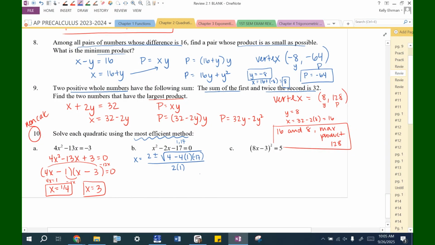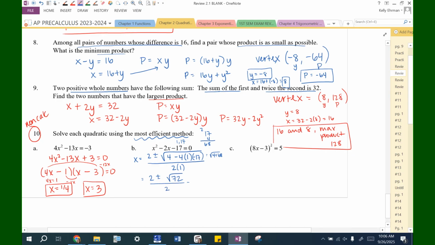All right, I need to do 4 times 17, so I'll do that off to the side here. I'm getting 68 for that. Okay, so it's positive 68. So this is the square root of 4 plus 68. So now I'm at 2 plus or minus the square root of 72, over 2.